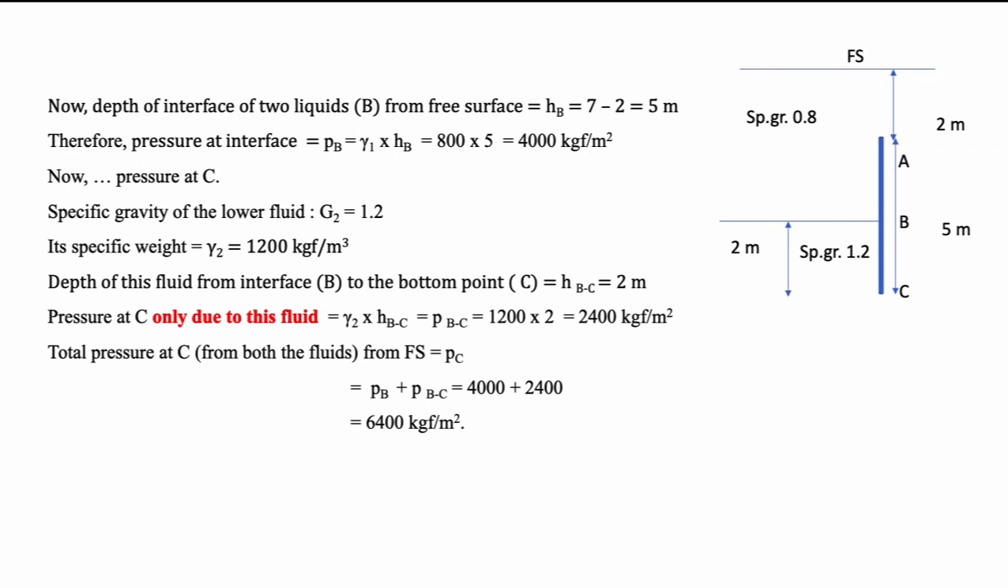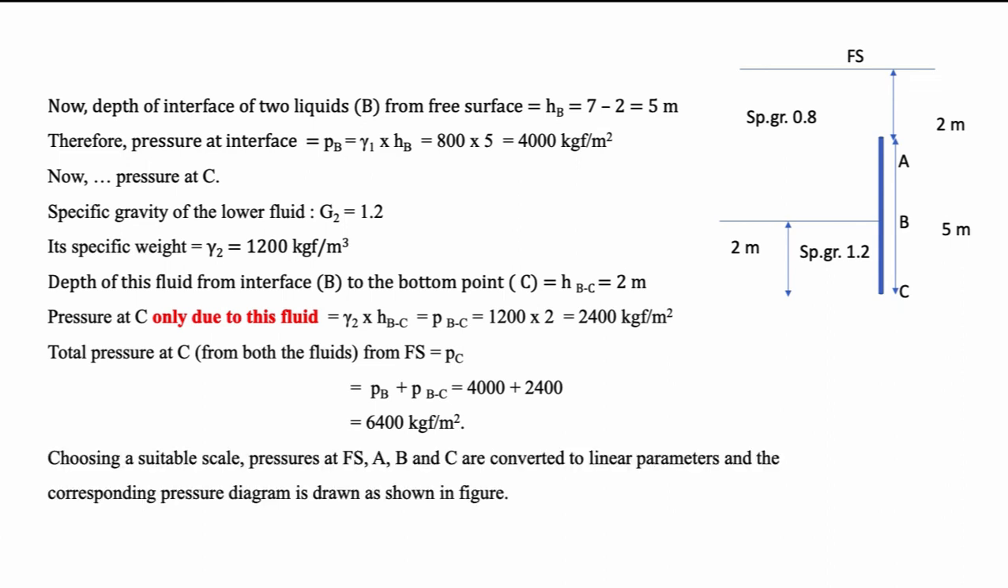Now, once we have determined the pressures at free surface, A, B and C, let us proceed with the development of pressure diagram. Choosing a suitable scale, pressures at free surface, A, B and C are converted into linear parameters and the corresponding pressure diagram is drawn as shown in figure.